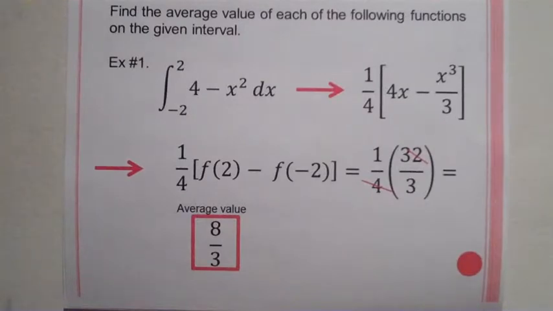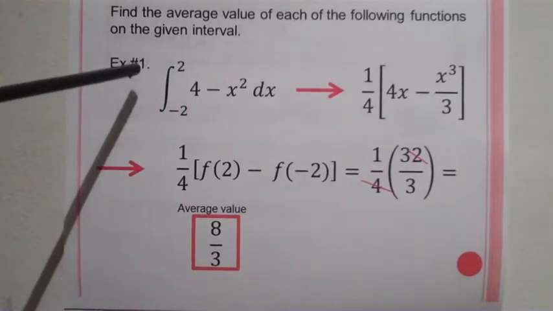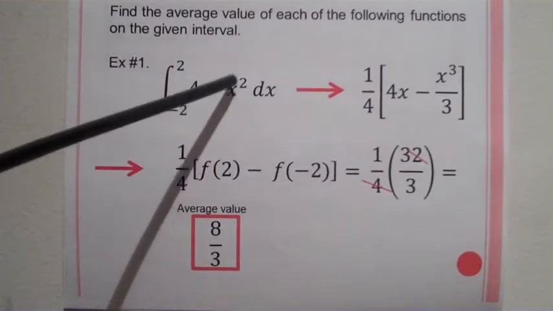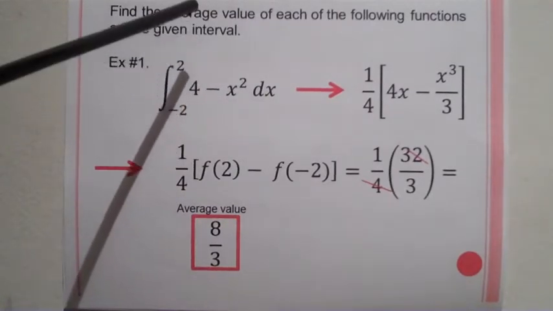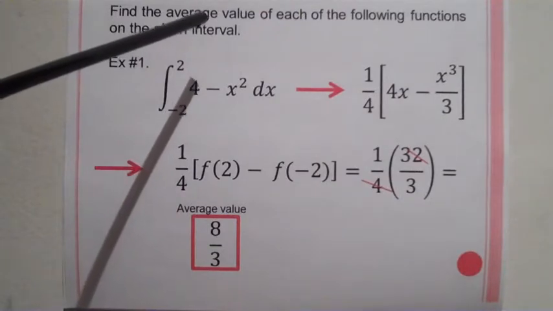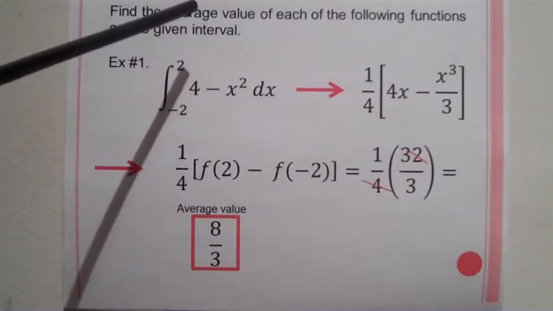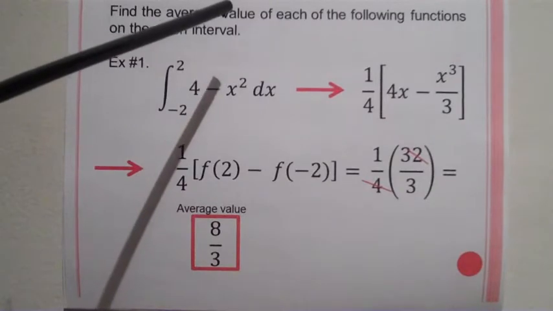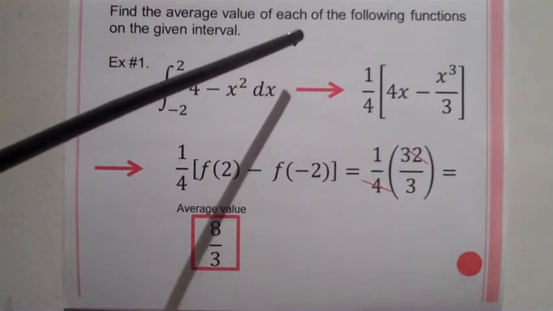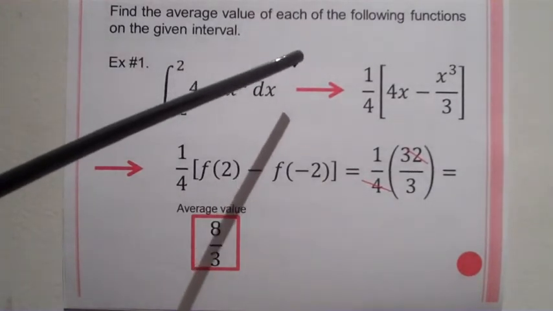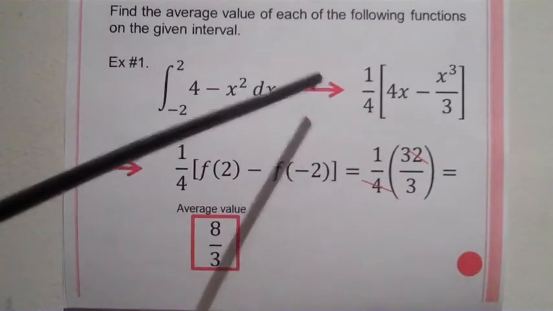Find the average value of each of the following functions on the given interval. For example number 1, we have the interval from -2 to 2. Our integral is 4 minus x squared dx. So, using the given formula 1 over b minus a, the integral from a to b of f of x dx, we will first find our 1 over b minus a. This will be 1 over 2 minus -2, which will give us 1 over 4.